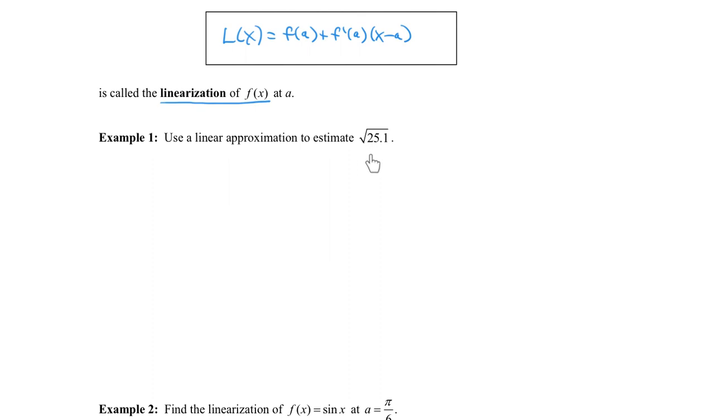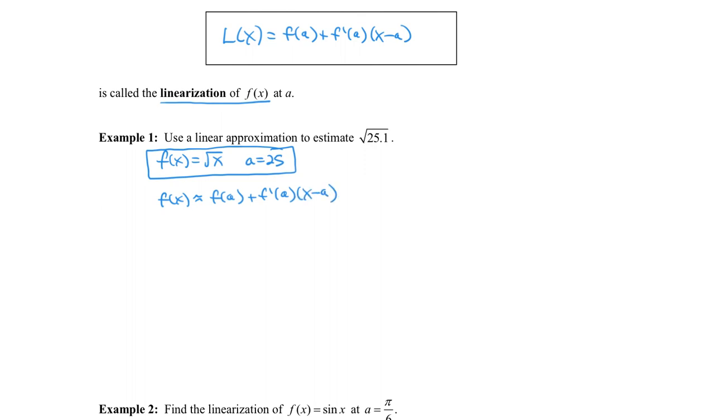So we want to center our approximation on something we know. So we'll center it at 25 because we know the square root of 25. So a will be 25. So basically, our function is going to be the square root of x, and a is going to be 25. So we'll keep this in mind the whole time. And then we just are going to use a function to approximate that. We know that f of x is approximately equal to f of a plus f prime of a times x minus a.